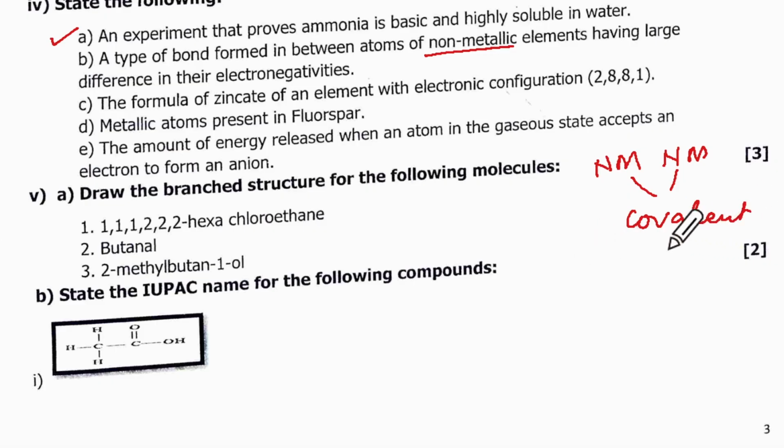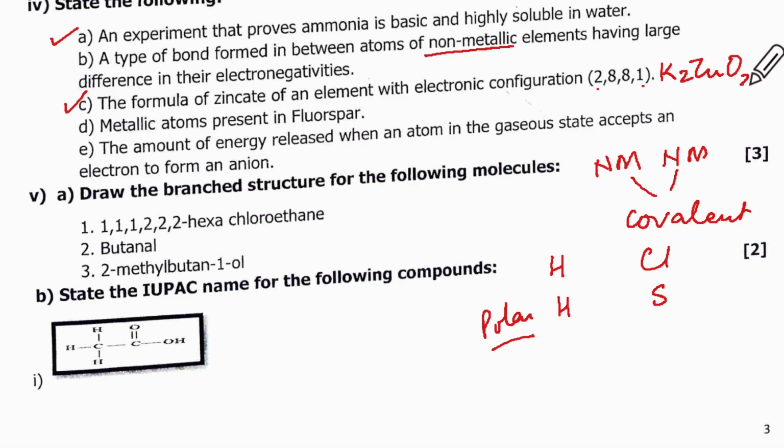But if they have large difference in electronegativity like H and Cl, and H and S, then it will be a polar covalent compound. Understood? Okay. Then we come to C, the formula of zincate of the element with 2, 8, 8, 1. 2, 8, 8, 1 is period 4, group 1, means it is potassium, and zincate means K2ZnO2.